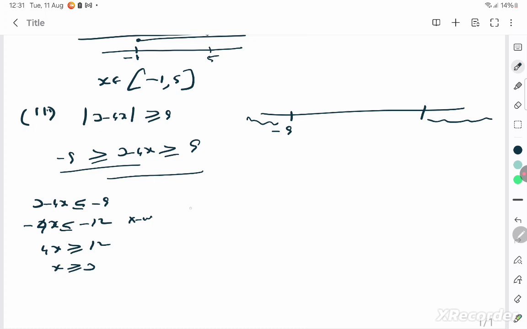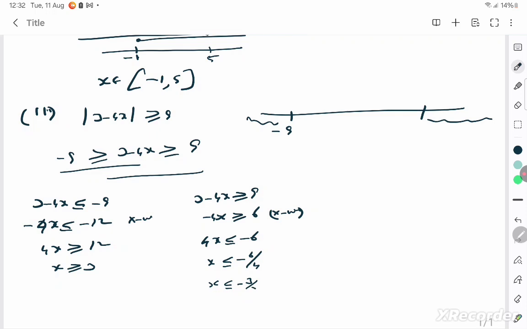Okay, so let's go to the next one. 3 minus 4x is greater than or equal to 9. Minus 4x is greater than or equal to 6. So multiplying both sides by a negative sign, 4x is lesser than or equal to minus 6, x is lesser than or equal to minus 6 by 4, x is lesser than or equal to minus 3 by 2.